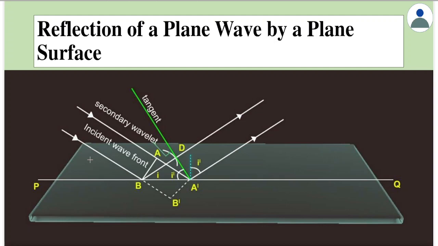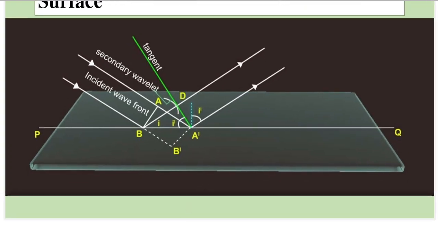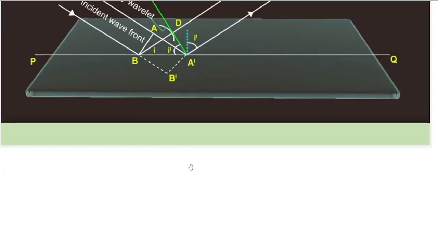Hello everyone, let's understand reflection of light using wave theory. Even in this case, we will assume a plane wave. As shown in the diagram, let us consider a boundary called PQ, and here the wave falling is a plane wave. Let's draw a better diagram to make more sense out of it.